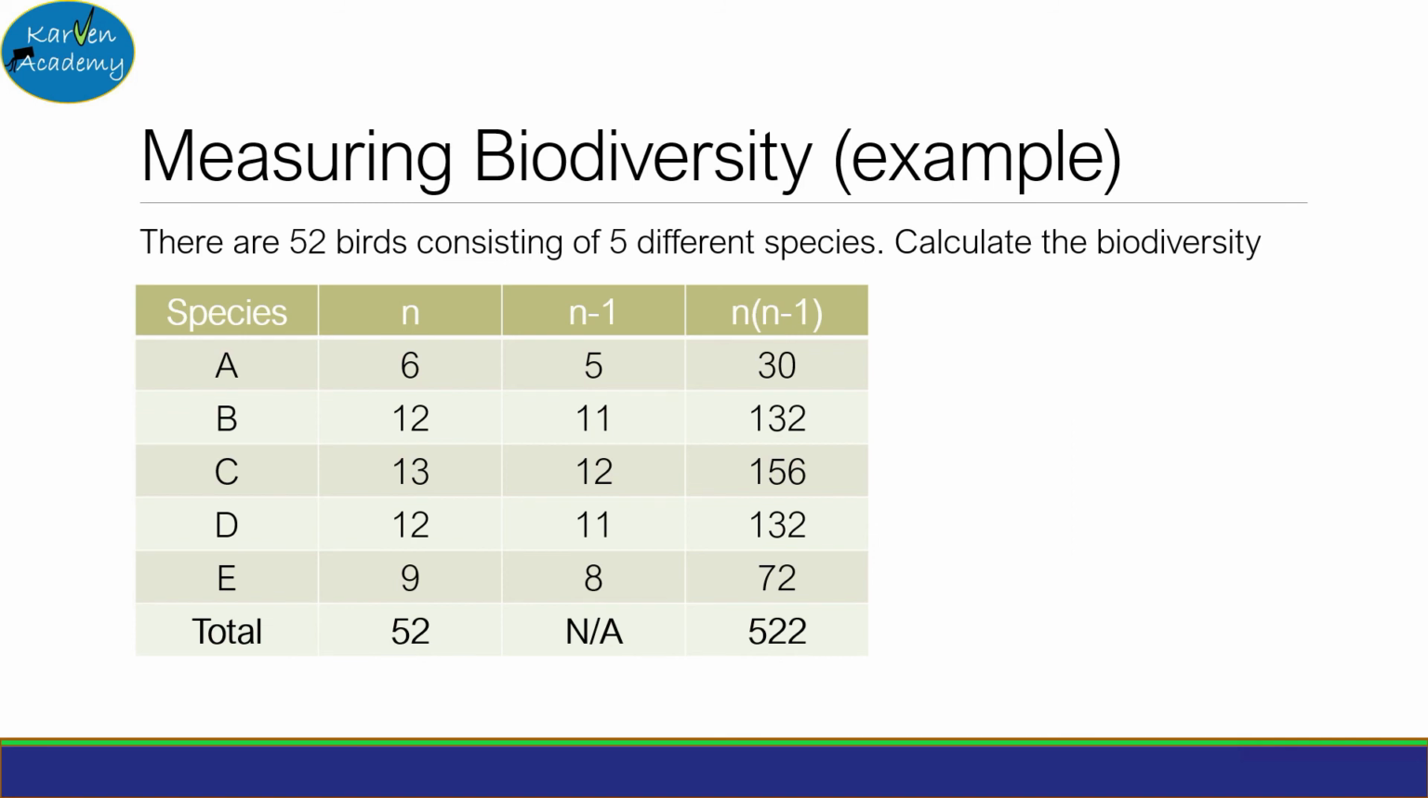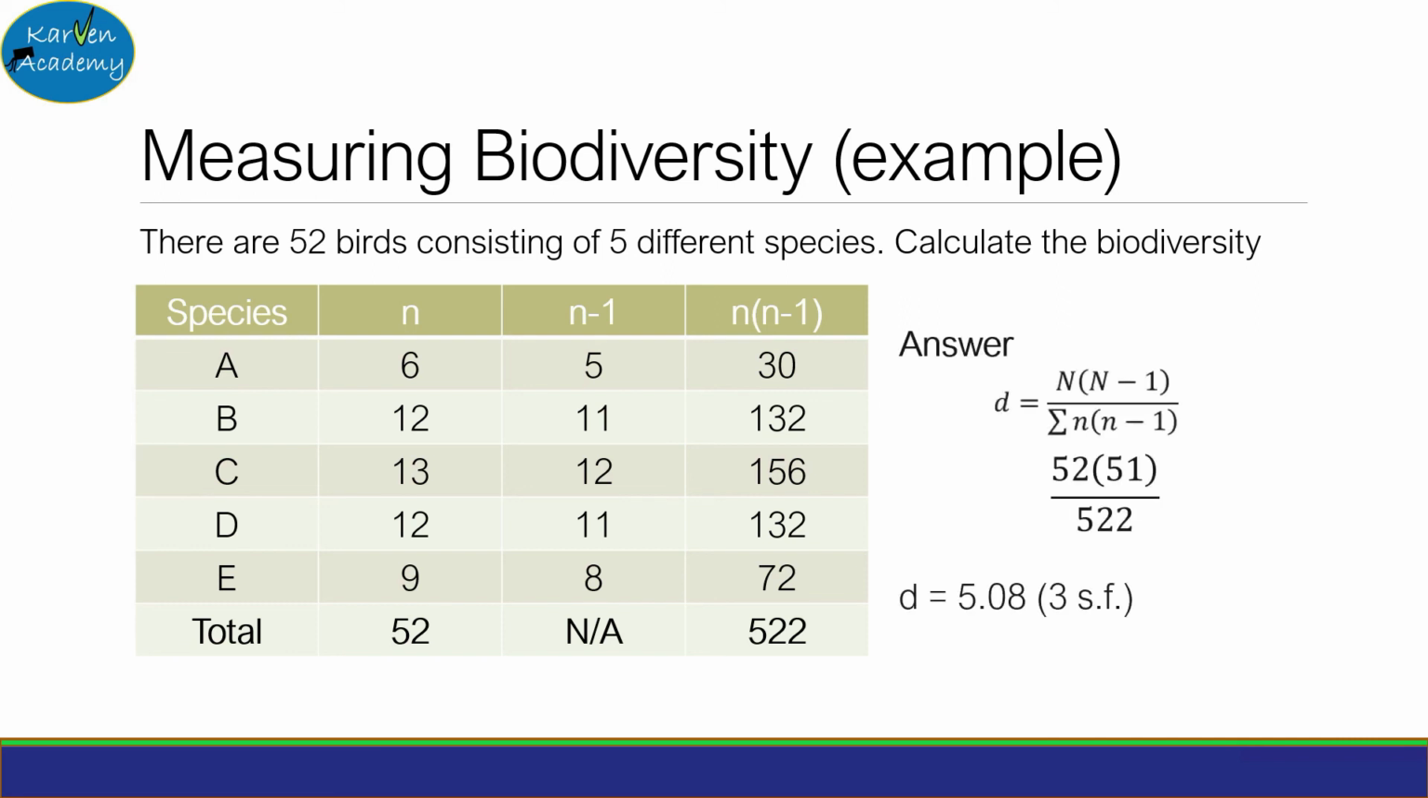Once we have all done this, we have to do the sum. That's what this sigma symbol says. So the sum of all this equals 522. Remember, capital N is the total number of organisms of all species, and the total number of organisms of all species is 52. So we do 52 times 51 divided by 522, which equates to a diversity value of 5.08. Again, I hope this made sense.